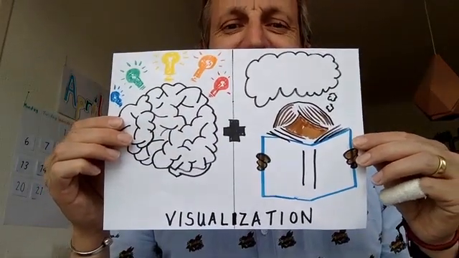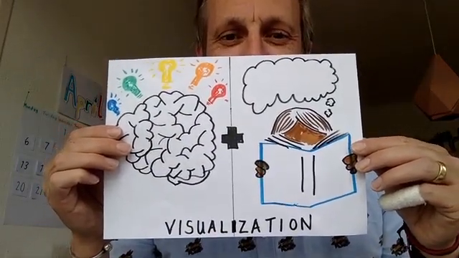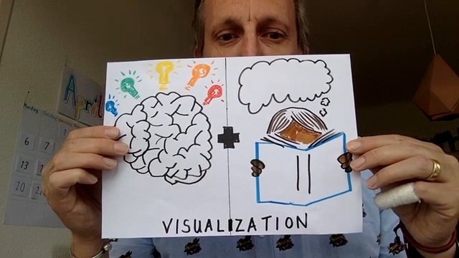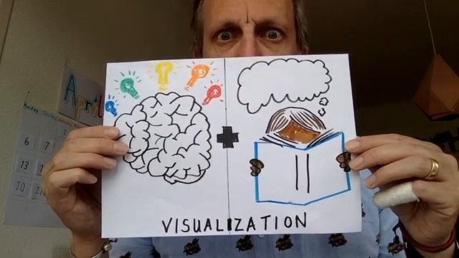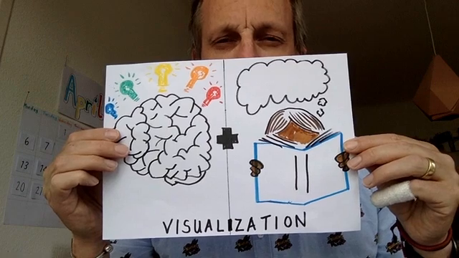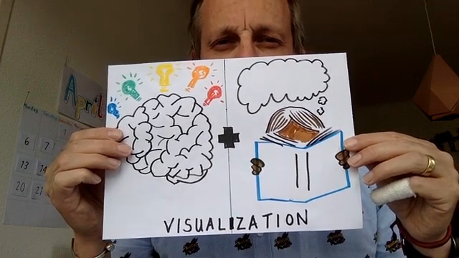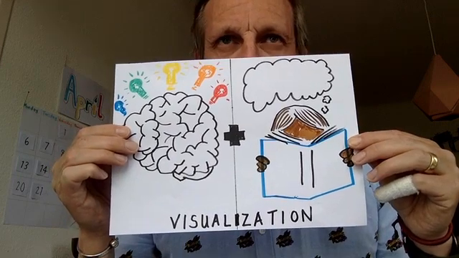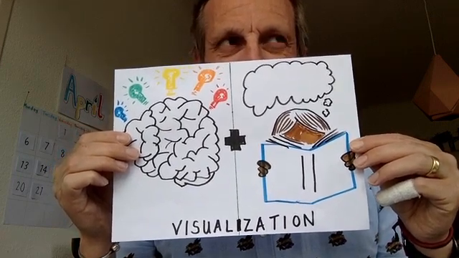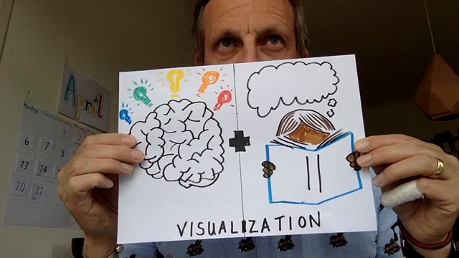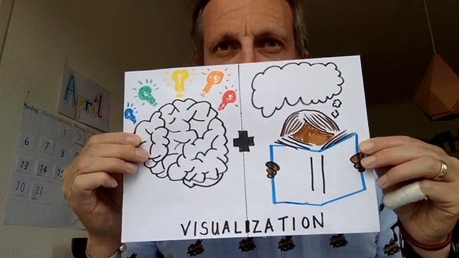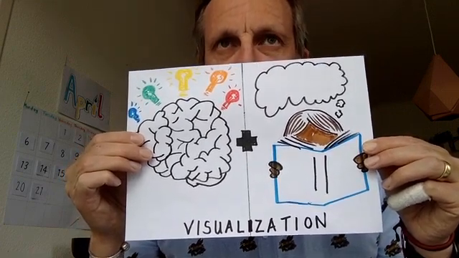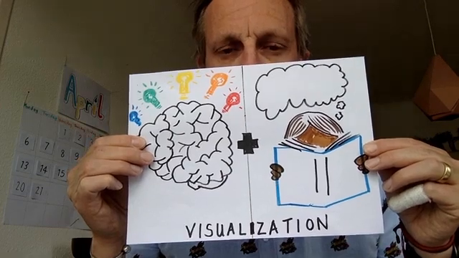And I've written it down right here at the bottom of my drawing. Can you see that? Visualization. Remember, tion, that makes the shun sound. Doesn't really make sense if you break it down to tion, but in English, the tion makes the shun sound, okay? Visualization. So what is it?